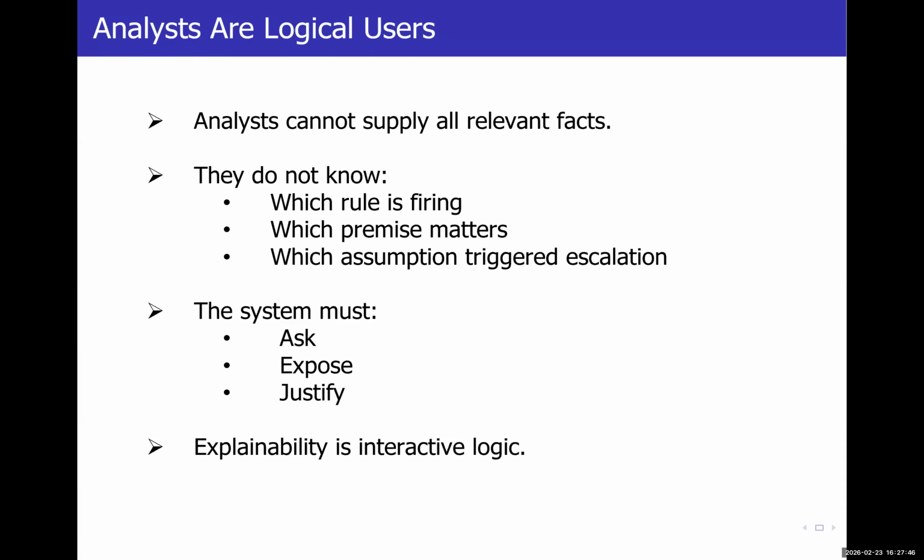Analysts cannot always anticipate which pieces of evidence matter. They may not know which rule is currently firing or which assumption triggered escalation. The system must therefore expose its reasoning. It must show which premises were satisfied and how they led to the alert. Explainability is not an optional feature. It is the difference between trusting a system and blindly accepting its output. In cybersecurity, that transparency is essential.